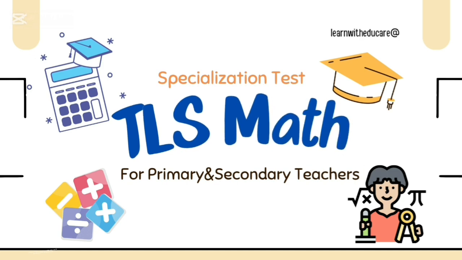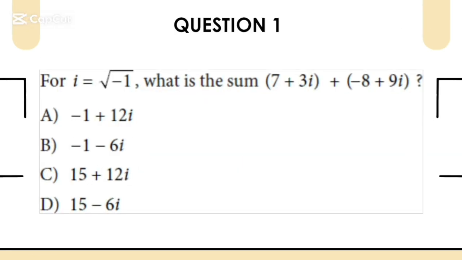In this video, we'll practice a few sample questions and answers with explanations for the TLS Math Specialization Test. Here is your first question. 4i equals root negative 1. What is the sum of 7 plus 3i plus negative 8 plus 9i?